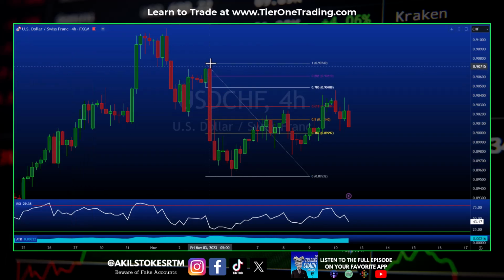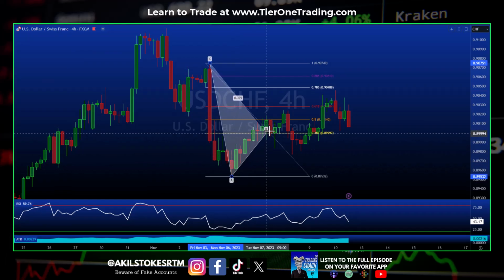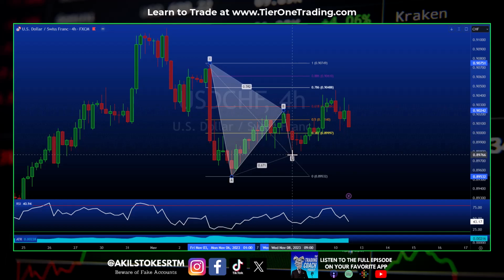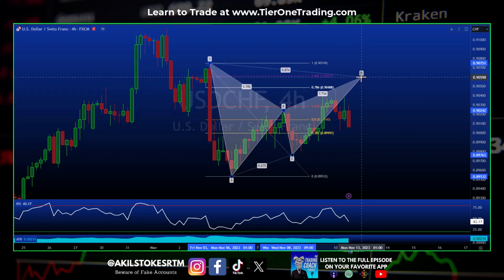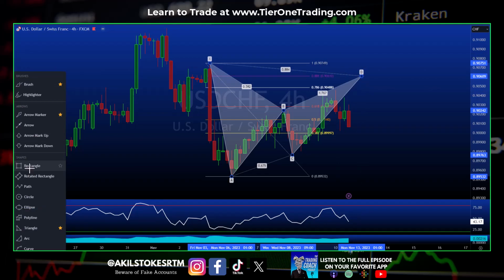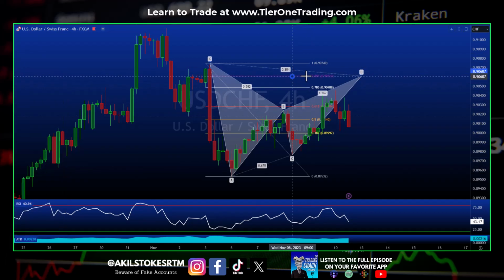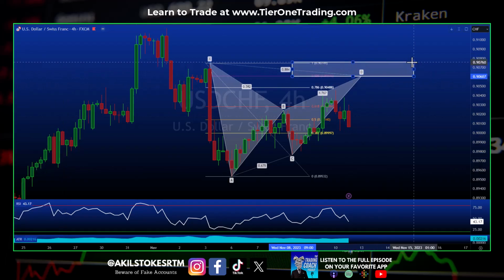Grab my little pattern tool here. X to A, swing high to swing low. This first move up is going to be our A to B. You can see it crosses the 50%, doesn't come to the 618, putting us on alert for a bat pattern. Our retracement right here, our failed extension, I should say, is going to be our B to C. And then if we come up, just like Aussie dollar, to our 886, that is going to be the completion point for a bearish bat pattern. So looking for potential sells in this zone.